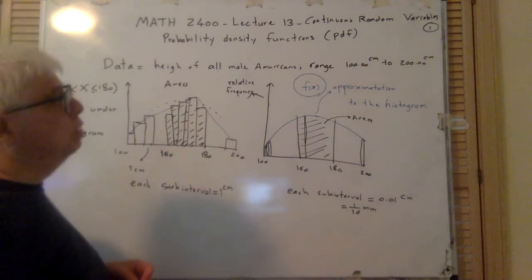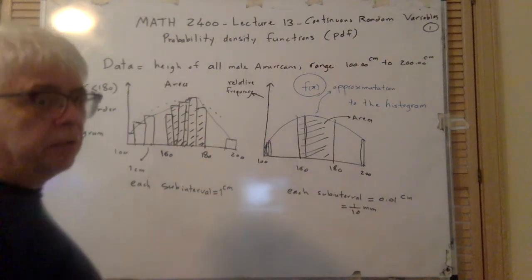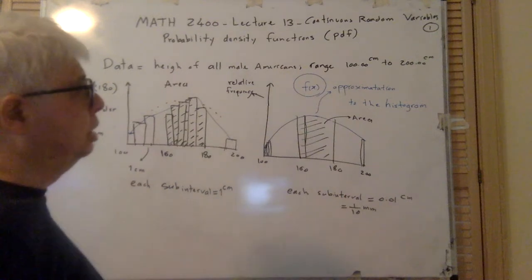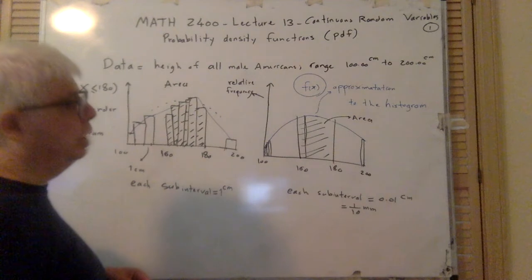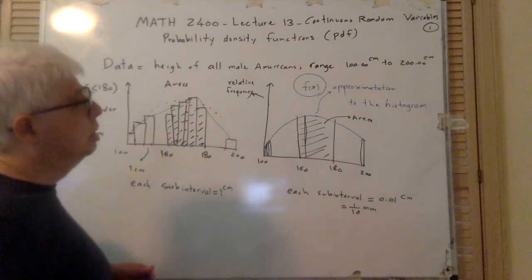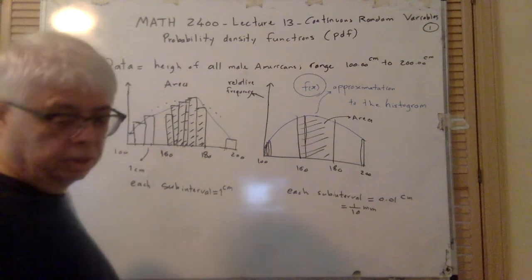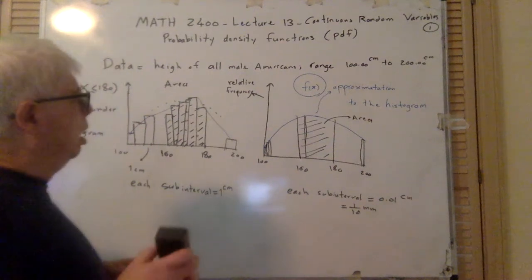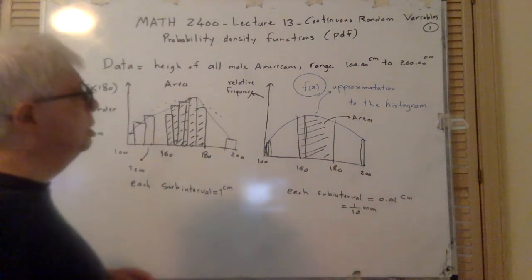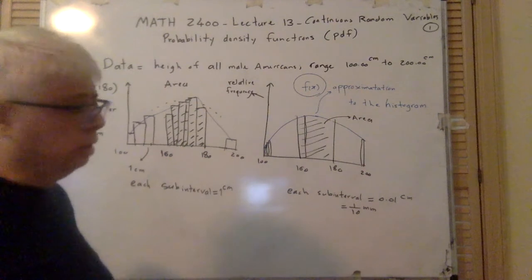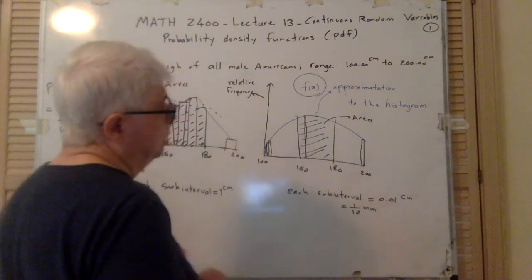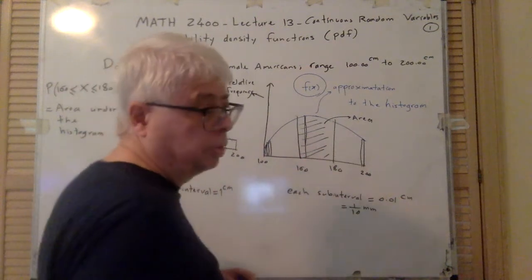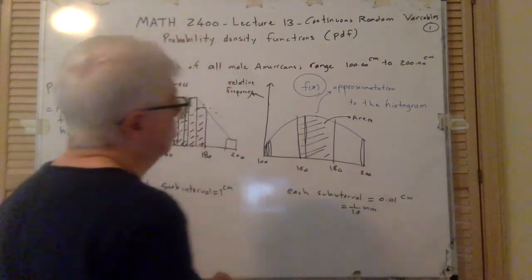Remember, for discrete random variables, we had the PMF, and that function itself gave me probability. But this one is the area under the curve that gives me probability. Now, what happens in practice is that there is an area of statistics that really finds this approximation.